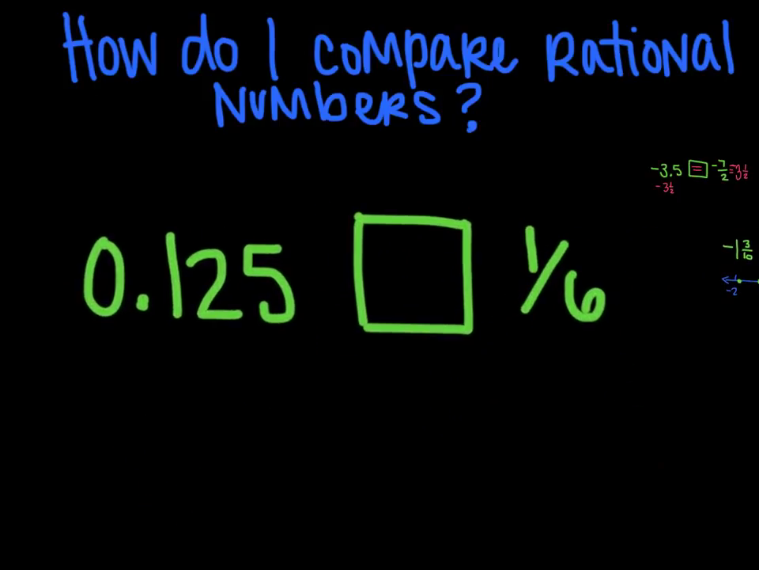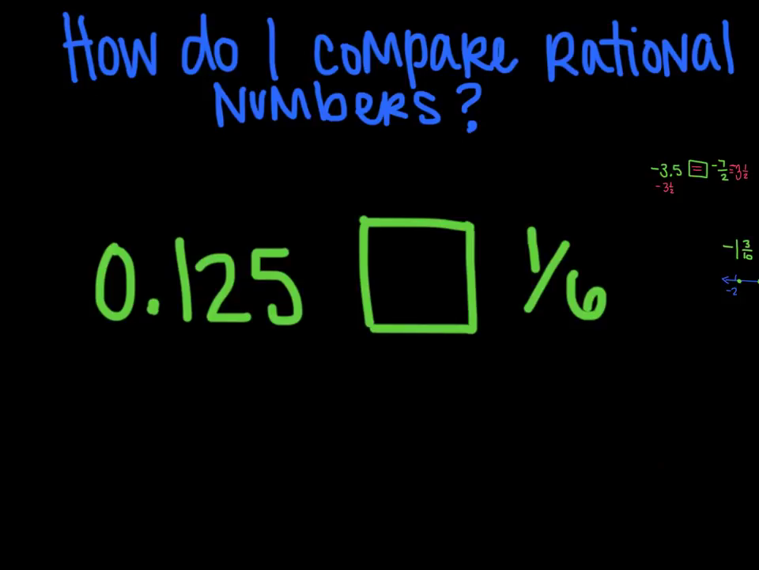Last one here, a decimal and a fraction. What you'll want to do is either convert them both to fractions or both to decimals to compare them. This one I could take and say this is 125 thousandths, and then I can simplify this down. Find your GCF, simplify it. It ends up being 1/8.